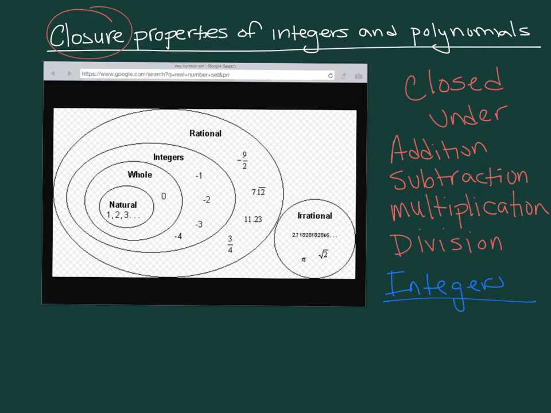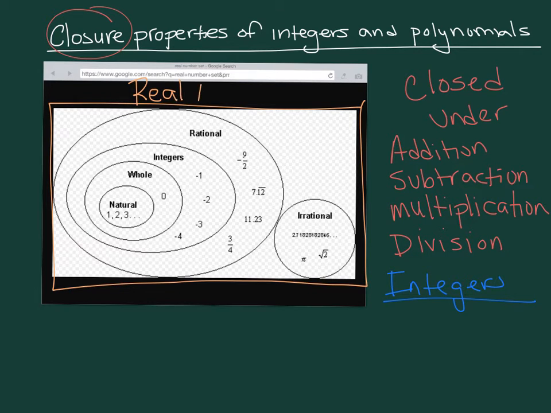So let's go over to this graph to the left here and look at this. This is something you've seen before, okay? I put a box around it because all of these numbers are actually real numbers. Everything here is a real number. Now, these real numbers are broken into different categories: rational, integers, whole, natural, and irrational. So we're going to deal with this category right here, okay? The integer category. Let's take two integers. Let's call them 3 and 2.